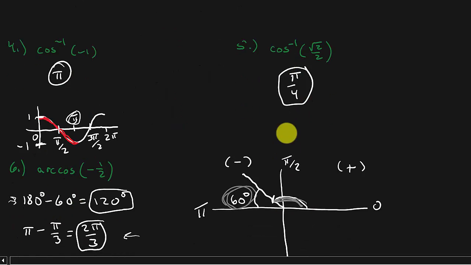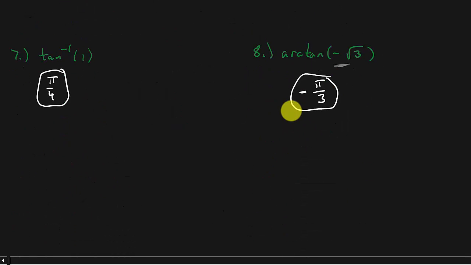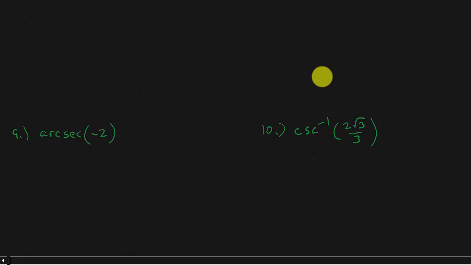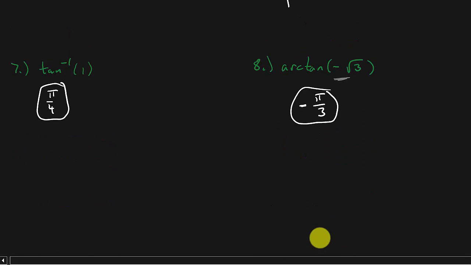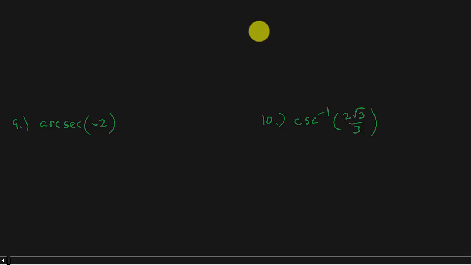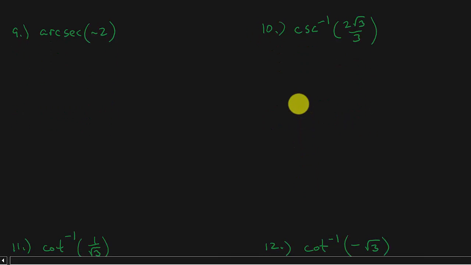All right. Okay, so here we go. So that takes care of sine, cosine, and tangent. Now what about secant, cosecant, and cotangent? For secant and cosecant, it's going to be the same thing. Secant is going to be the same as cosine.